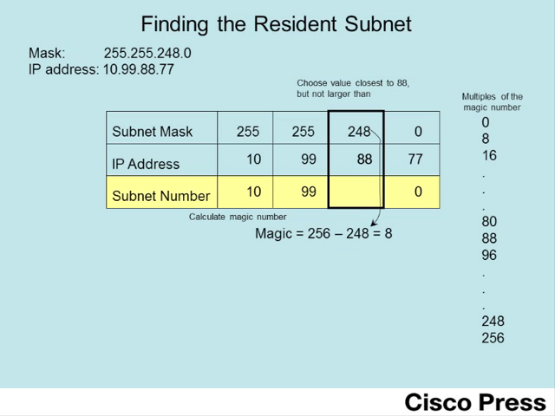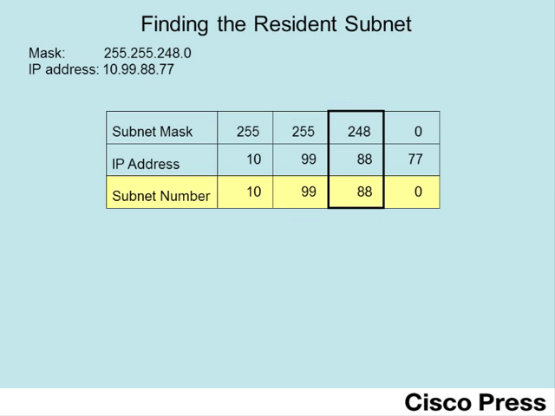So let's take that 88 and compare it to our list of multiples of 8. We go down the list and we see that obviously 88 is even in the list itself. That's pretty close. So the subnet number in this case is 10.99.88.0.